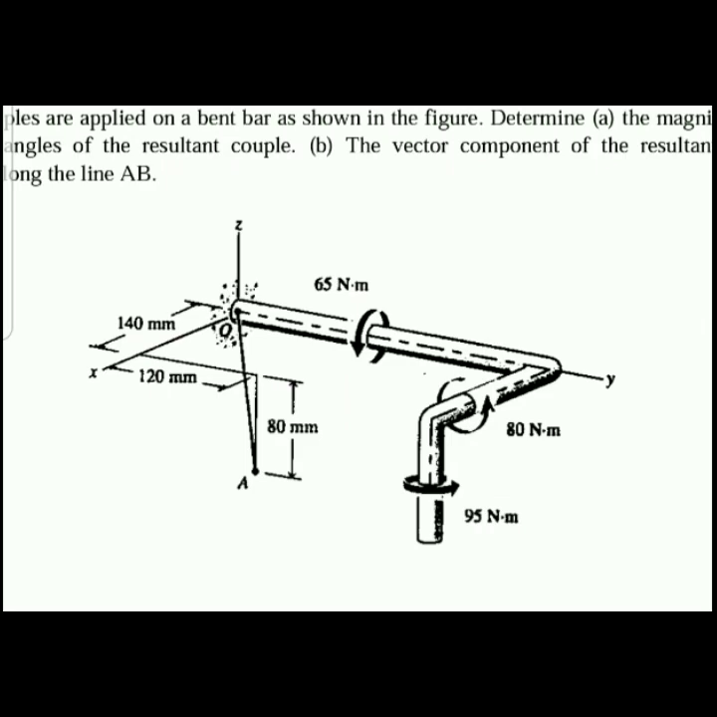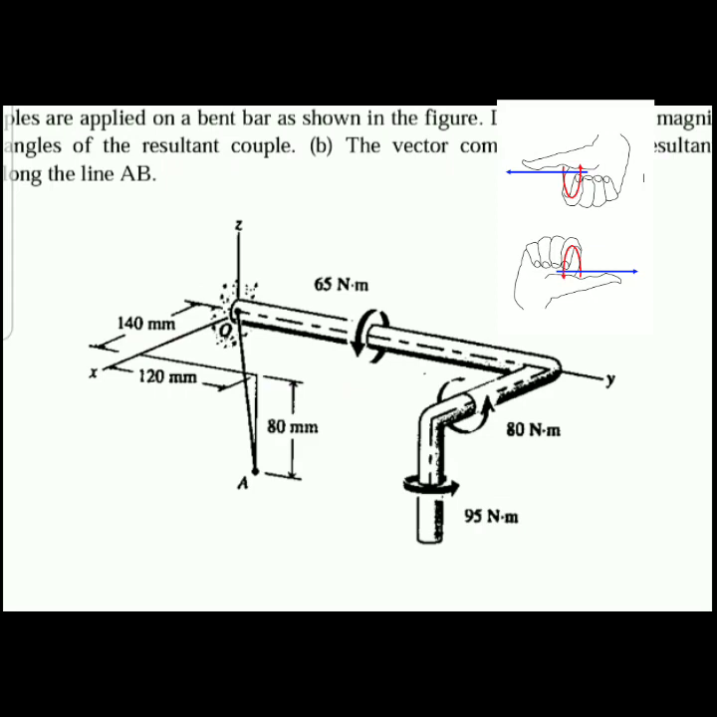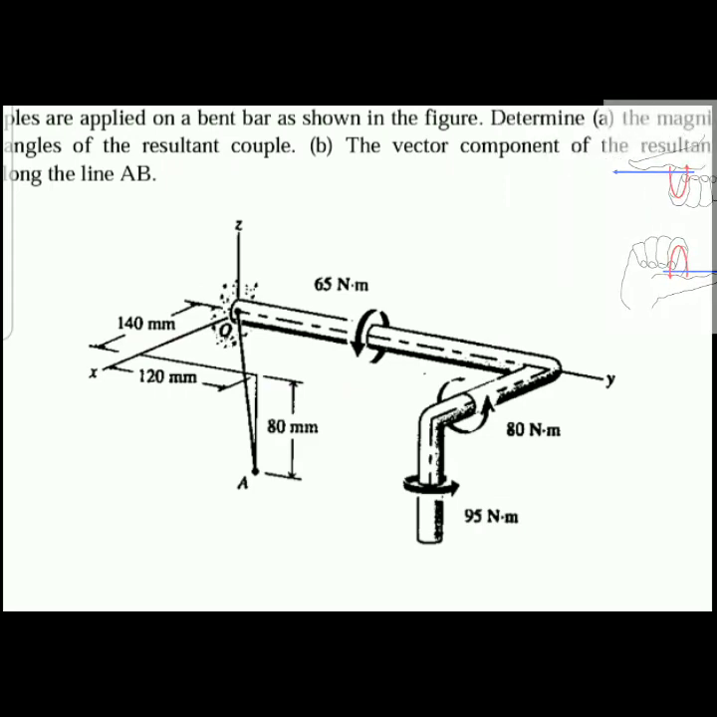For example, there is 65 Newton meter acting on the Y axis. By the right hand rule, you notice that it will act in the positive Y axis, and the 80 Newton meter, by the right hand rule, will act in the positive X axis. The 95 Newton meter by the right hand rule will also act in the positive Z axis.